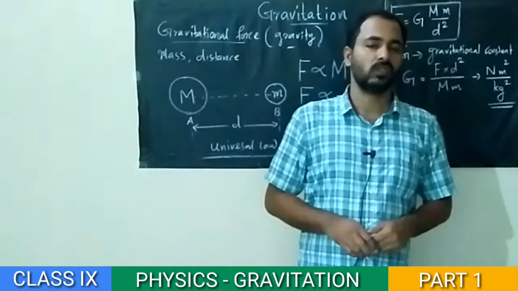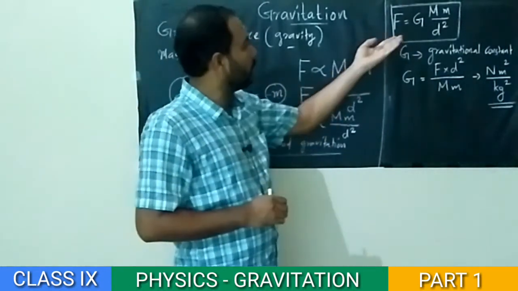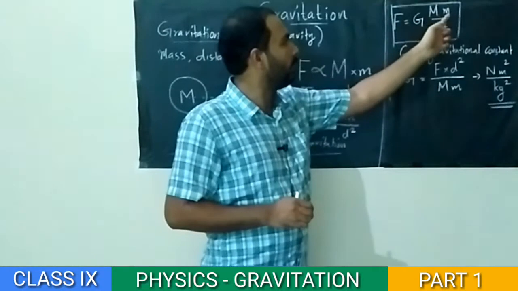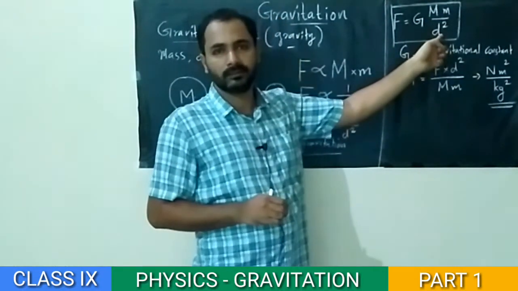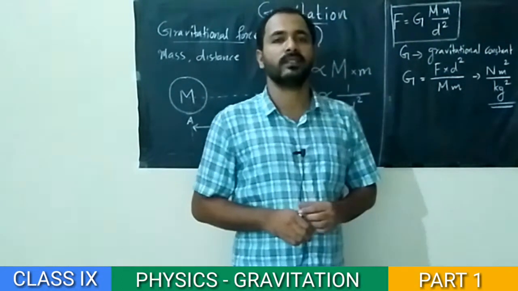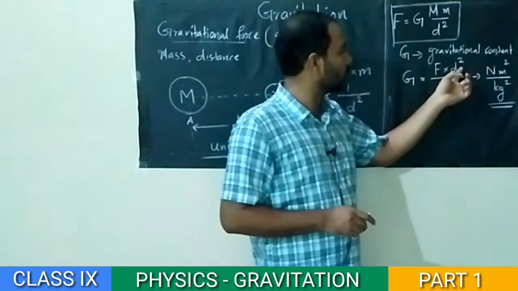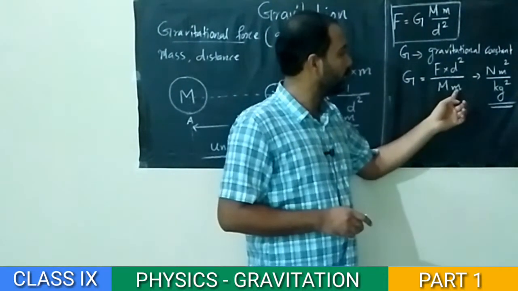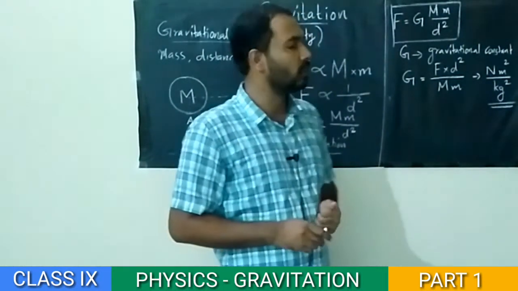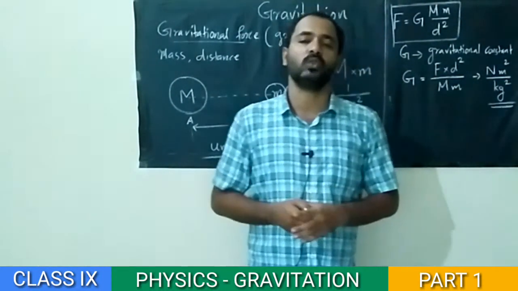Clear? So now we derived an equation for gravitational force, F equal to G m by d square, where G is called the gravitational constant. Then G equal to F into d square divided by m into m. Then the unit of gravitational constant is Newton meter square by kg square.